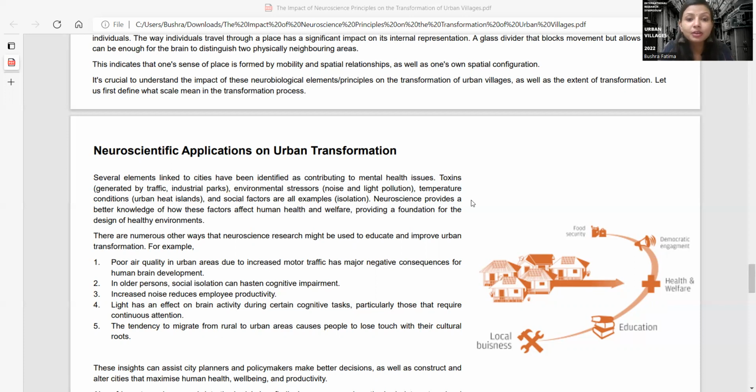So neuroscience application on urban transformation: several elements linked to cities have been identified as contributing to mental health issues. Toxins, environmental stresses, temperature conditions, and social factors are the examples. Neuroscience provides a better knowledge of how these factors affect human health and welfare, providing a foundation for design of healthy environments. So there are numerous other ways that neuroscience research might be used to educate and improve urban transformation.